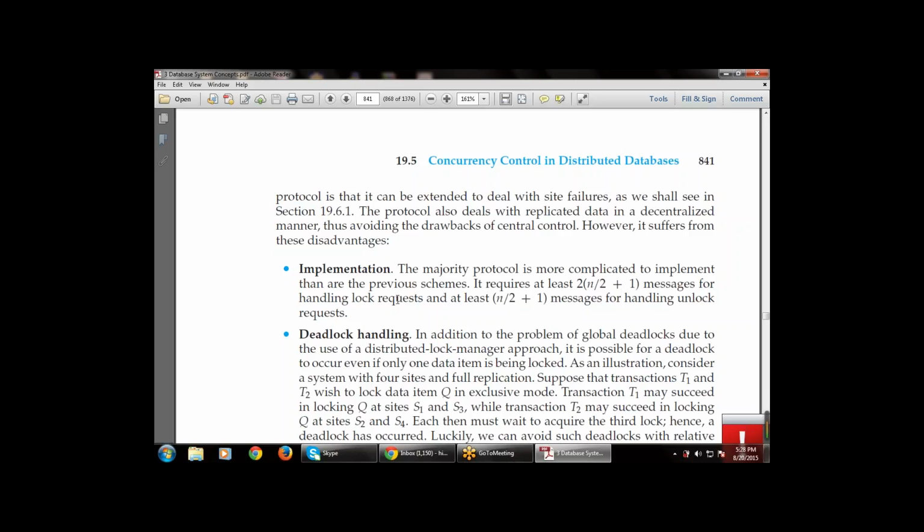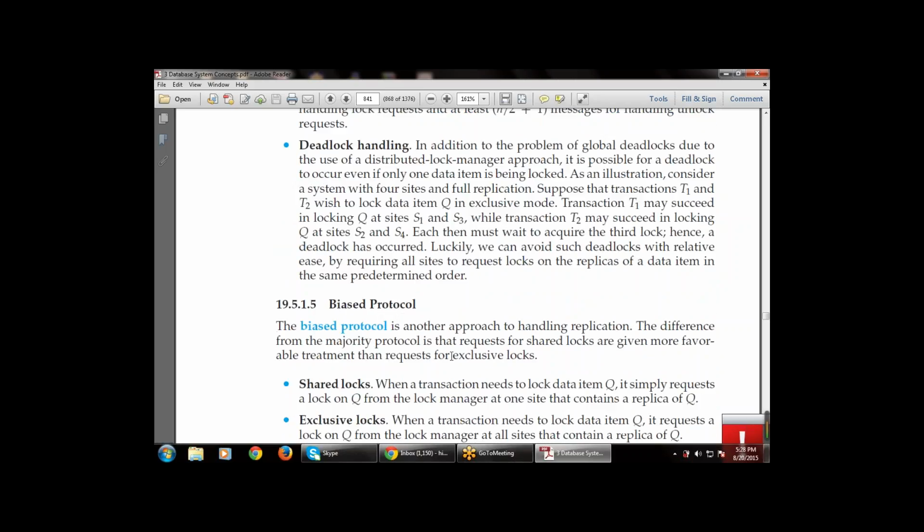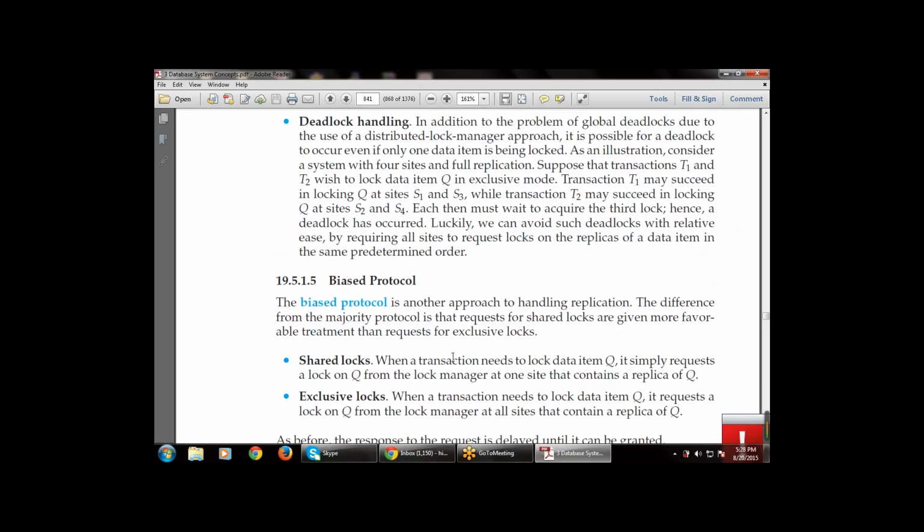As an example, with 4 sites and full replication, T1 will be locked and the queue will be maintained, that is deadlock handling. The next protocol is the biased protocol, an approach for handling replication. If there is more replicated data available, how to handle that replication is handled by the protocol known as the biased protocol.